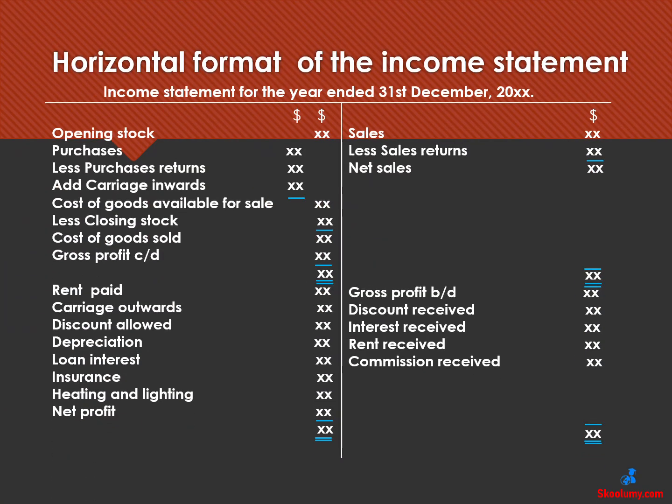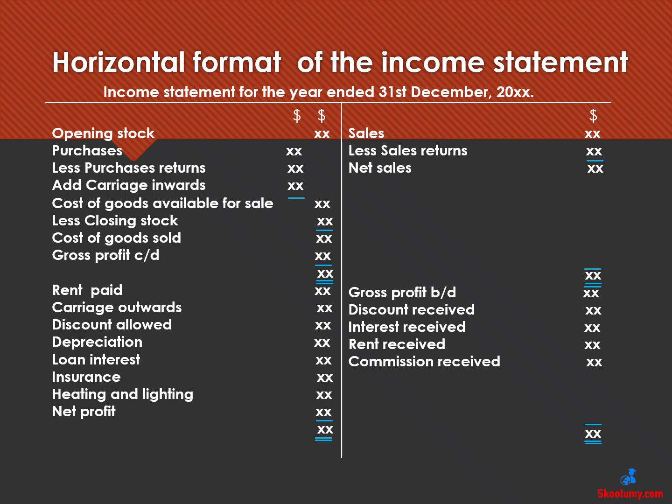There are two ways of presenting the income statement, namely the horizontal and vertical formats. The horizontal format is also known as the T format. The first section is where the gross profit is calculated. The net sales is computed on the right, by deducting sales returns from total or gross sales.